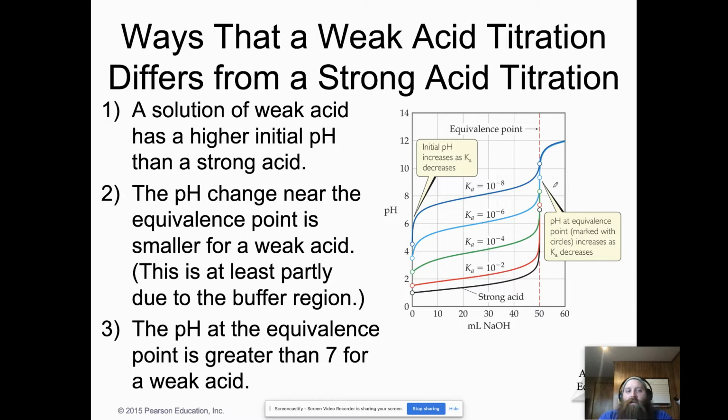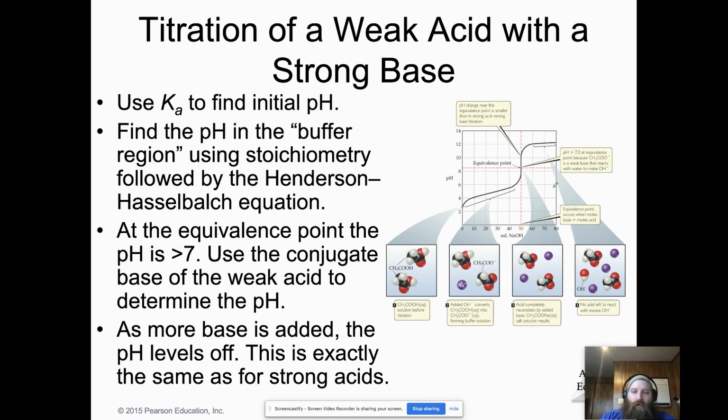If we have a weak acid titration and we want to be able to spot how it differs from a strong acid titration, just be able to identify these 3 things. Number one, the weak acid is going to have a higher initial pH than a strong acid. The pH change near the equivalence point is going to be smaller for a weak acid than it will be for a strong acid. And the pH at the equivalence point is going to be greater than 7 for that weak acid.